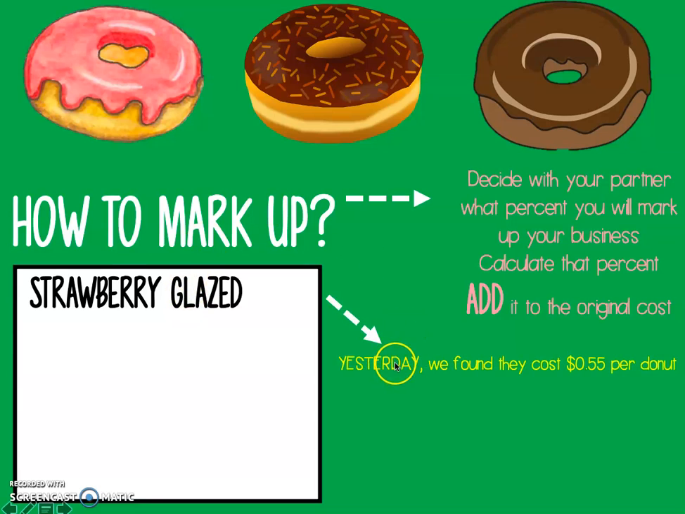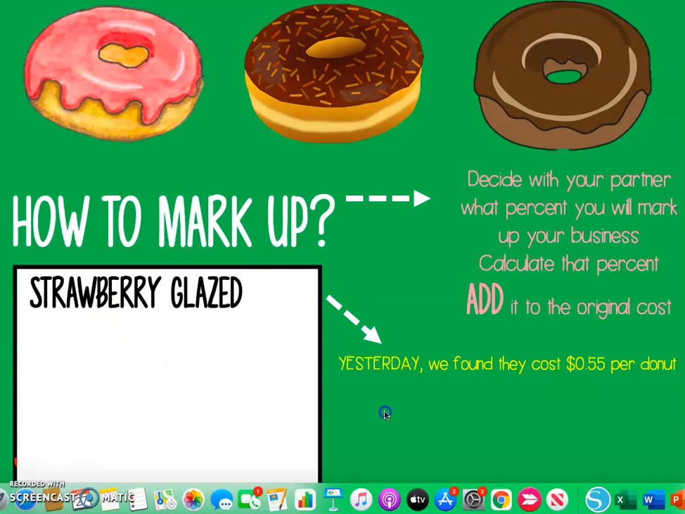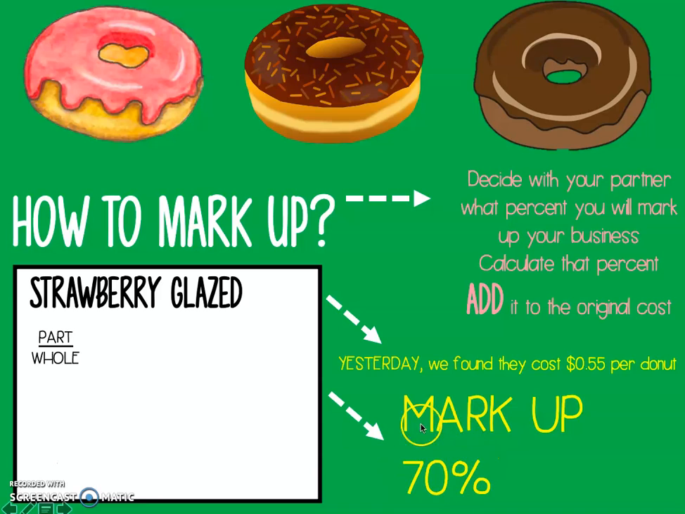Yesterday we found out that strawberry glaze cost 55 cents per donut. So we're going to set up our percent proportion. We're still going to be using our 70% markup. Part over whole equals percent over 100. We have our 4 blank places that we need to fill in. I know I'm marking up 70%, so I'm going to put a 70 in the percent spot. This spot right here is always out of 100 because we're talking about percent. The whole price of the donut is 55 cents, so I'm going to put that in the whole.